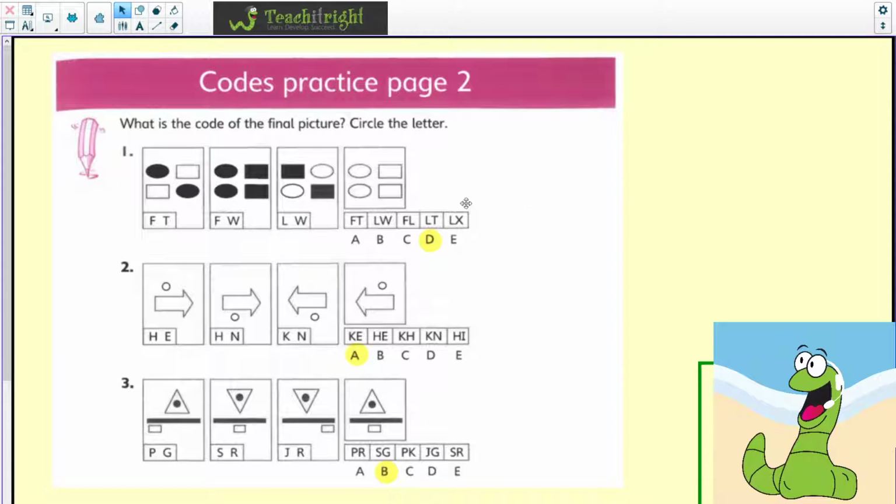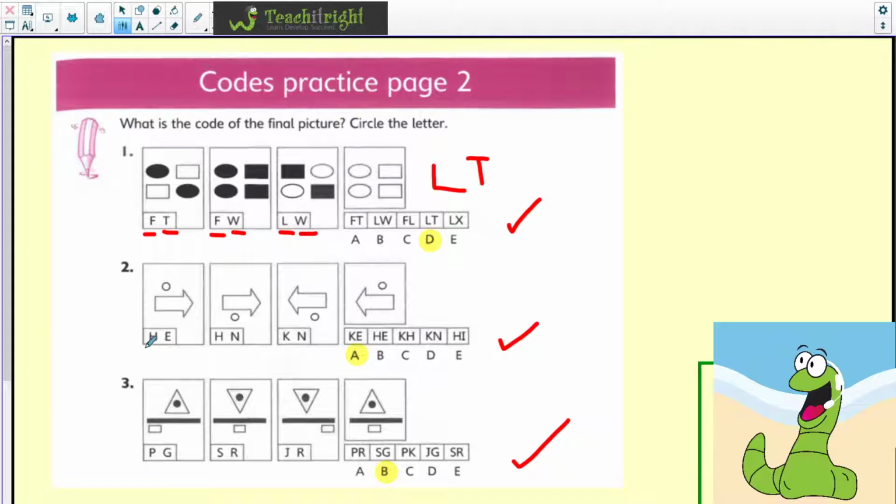Right, let's have a look at the answers. So if we go down through, we've got D, A, and B. So if we look at the first one, see if we can understand why these letters are the code for what we've got there. So we look at the 2 F's. Why are they similar? Well, they're similar because they've got 2 black ovals. L is white, so we're going to need L. 2 W's is because of the black rectangles, and then the T, of course, is the white rectangles. So if we look at ours, we're going to need LT because we've got 2 white rectangles.